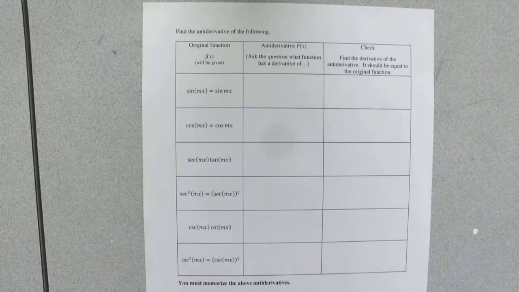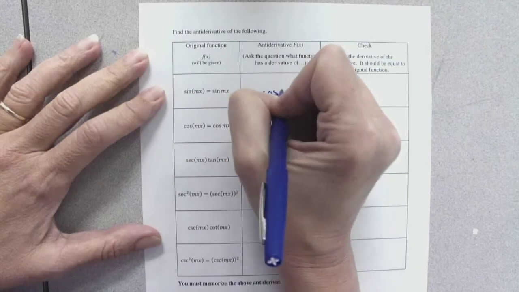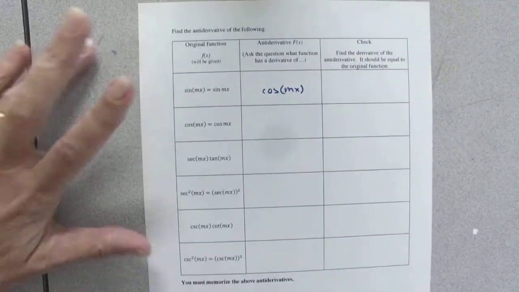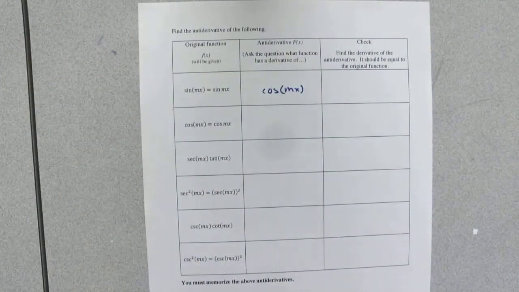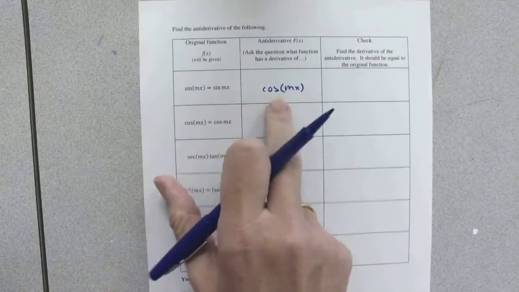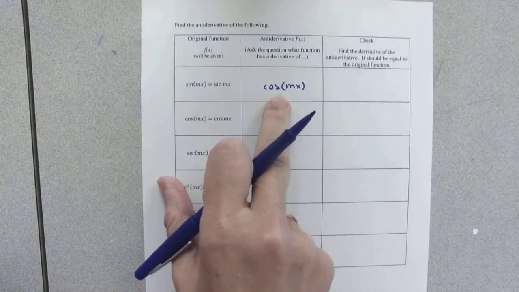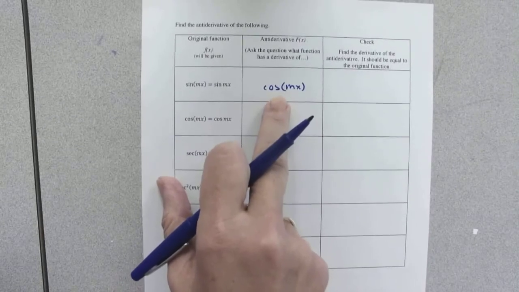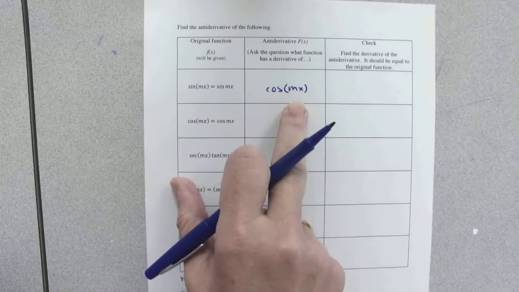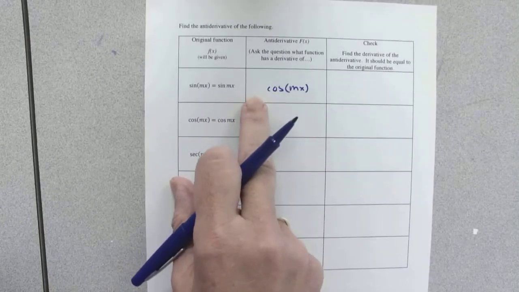And so then I'm asking myself, what has a derivative of sine mx? Now in general, the derivative of sine is cosine, so it's going to be a cosine, but we're talking antiderivative. So it's going to be something cosine. Now angles aren't going to change, so it's going to be cosine mx. But if I were to differentiate this right now, remember you can always check everything by differentiating. If I was going to differentiate this, the chain rule would give me a times m.